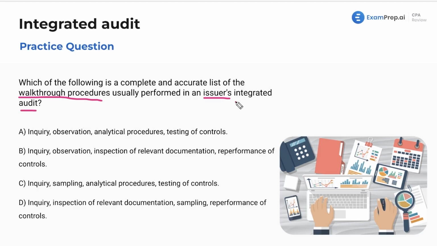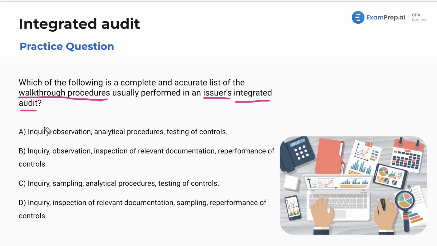Okay, will that be important? Generally, I say a little bit more important than issuer versus non-issuer, but you'd be surprised how often this becomes relevant. Which stage of an audit are we in? I'm going to repeat that one more time. What stage in this engagement are we in? Are we in the testing stage? Are we in the conclusion stage? Are we in the planning stage? Well, it says walkthrough procedures, right?